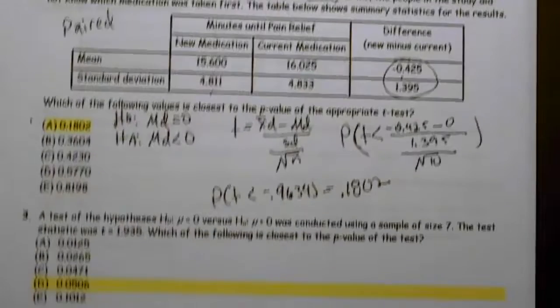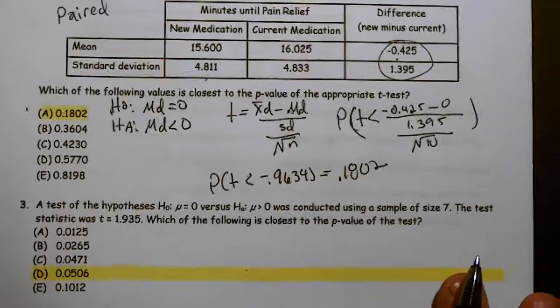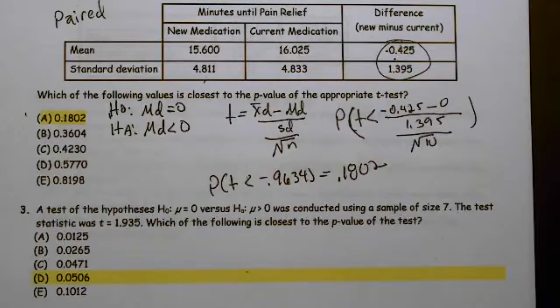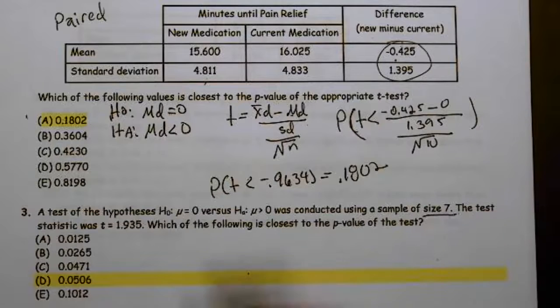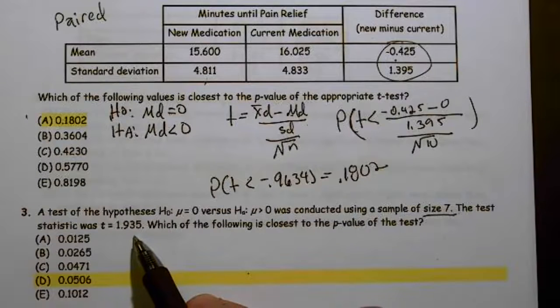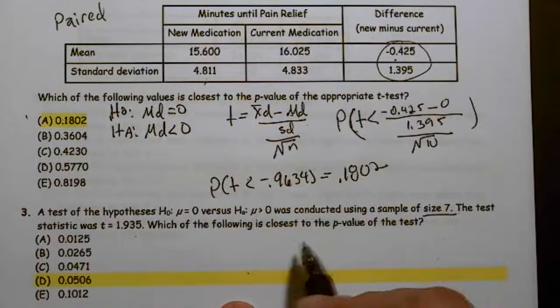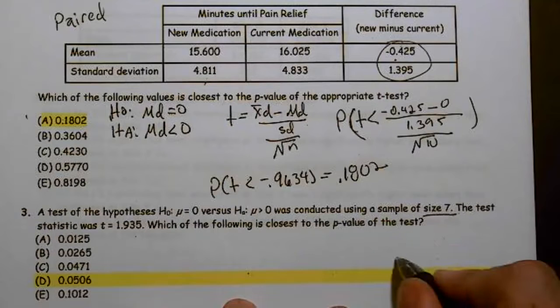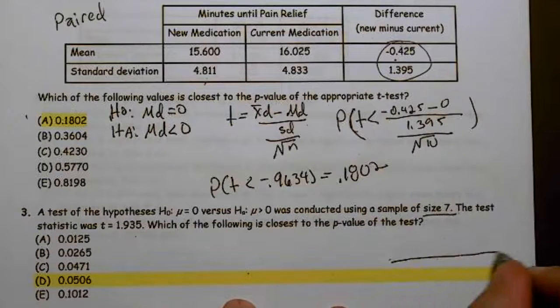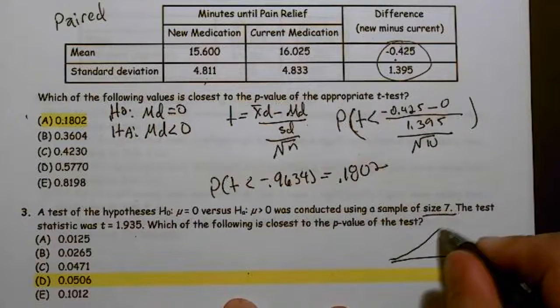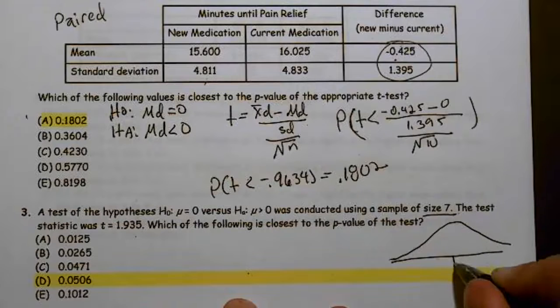All right, number 3. A test of the hypothesis mu equals 0 versus mu greater than 0 was conducted using a sample of size 7, all right? The test statistic was 1.935. Which of the following is closest to the p-value? Well, notice they didn't give us the standard deviation or anything like that. So we're going to have to go to a different spot on the calculator.